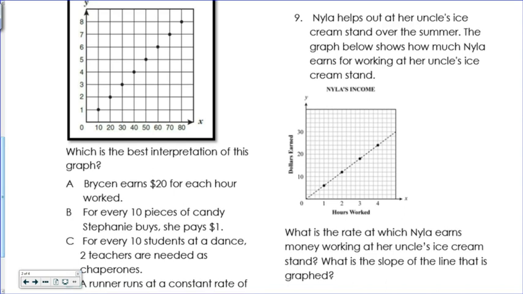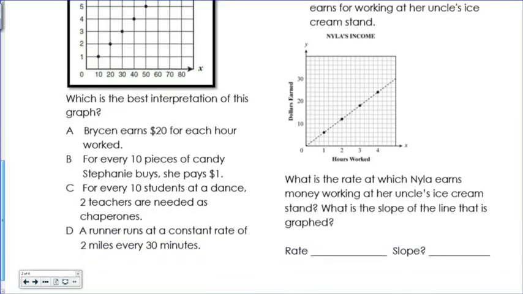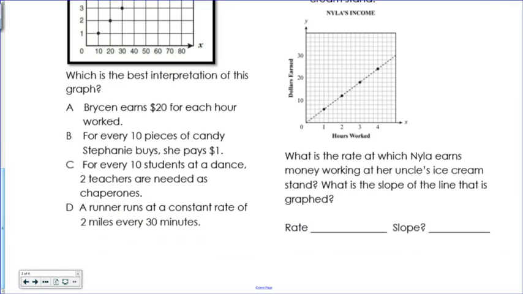All right, number 9. Nyla helps out at her uncle's ice cream stand over the summer. The graph below shows how much Nyla earns for working at her uncle's ice cream stand. What is the rate at which Nyla earns money working at her uncle's ice cream stand? And what is the slope? So looking at your graph, make sure you're paying attention to your scale.